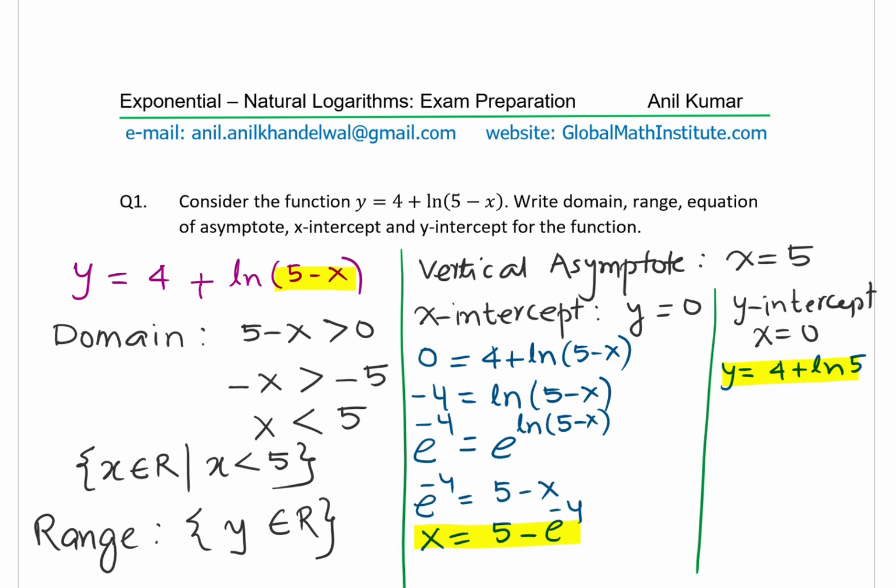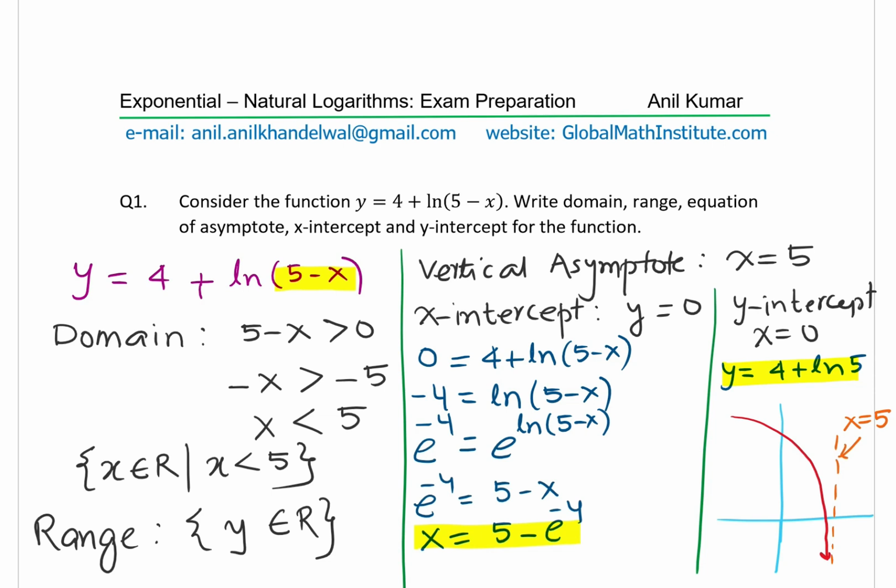Now, if you want to sketch the graph, it will be something like this. We are not sketching a very accurate graph here. We're just giving you an idea of what the graph could be. So we have a vertical asymptote at x equals 5. Let's say that is your vertical asymptote, and this is x equals 5. And then the graph is something like this. Correct? So that is the graph for you.